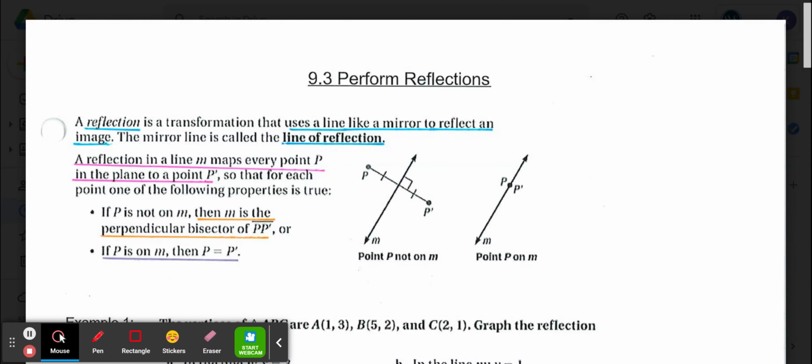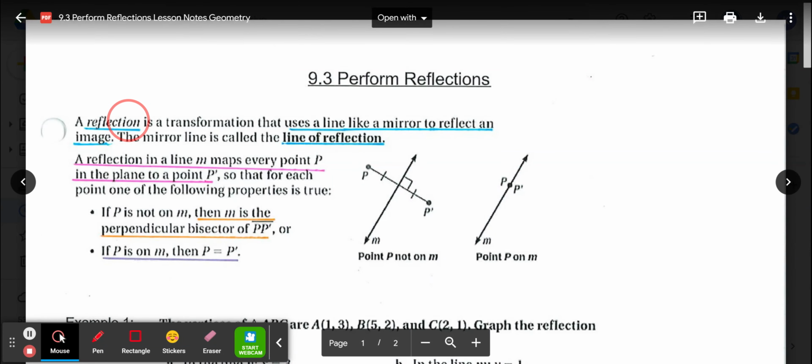Welcome to Lesson 9.3, Perform Reflections. So again, we're looking at some pieces related to what we call isometries and two-dimensional translations in geometry. So a reflection is going to be another type of transformation.